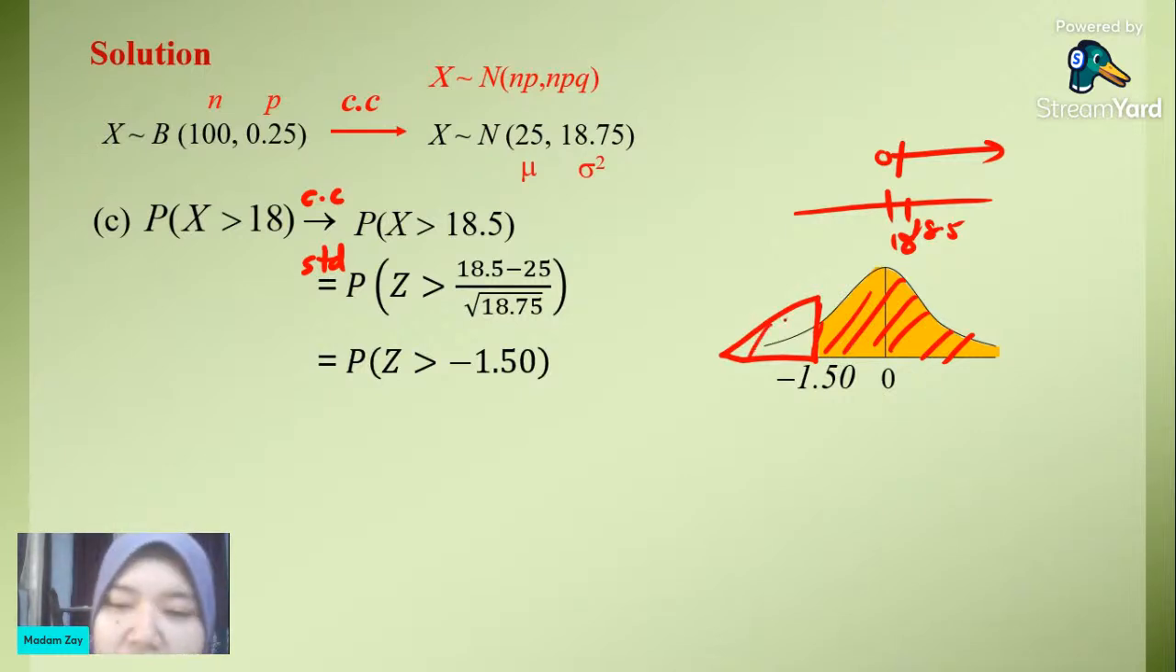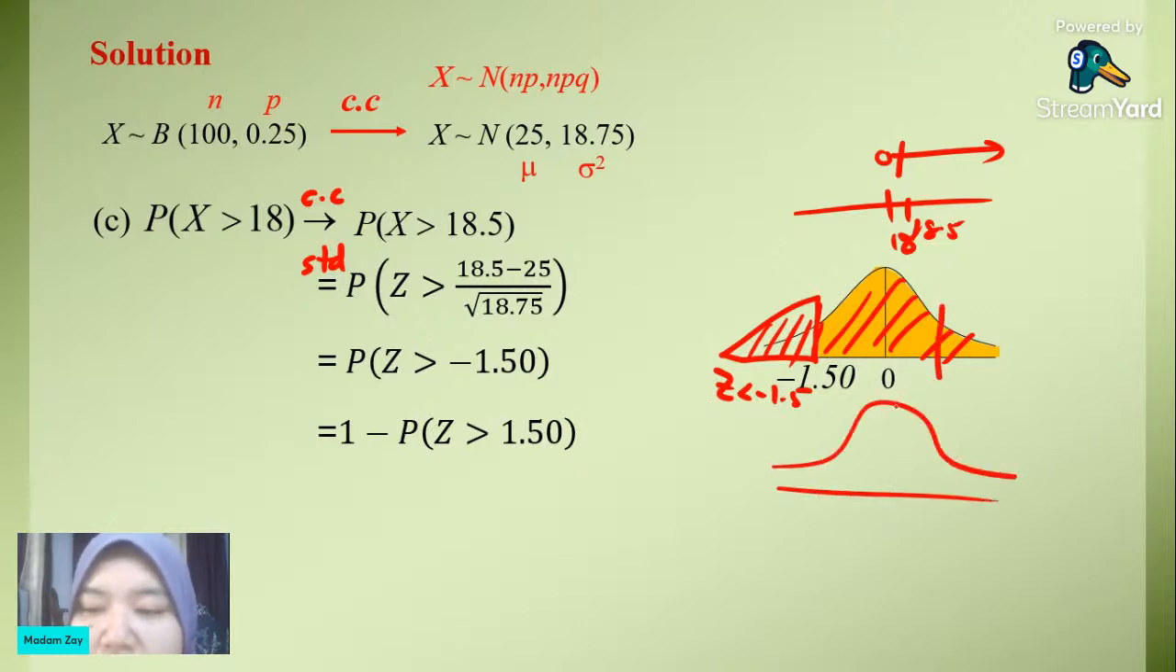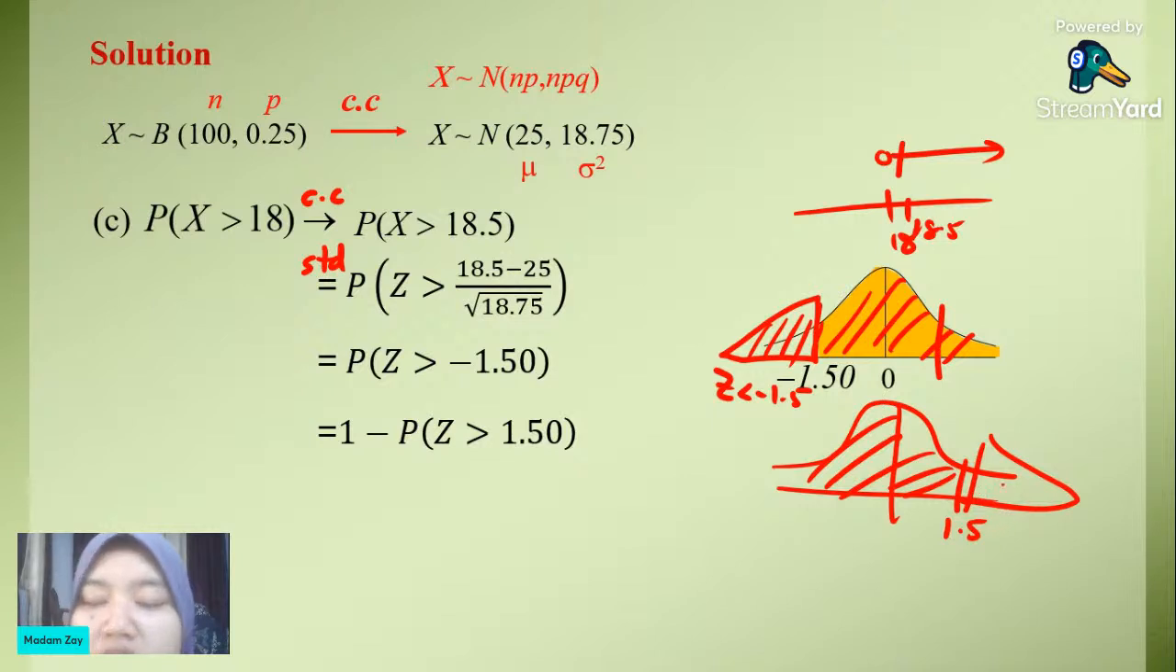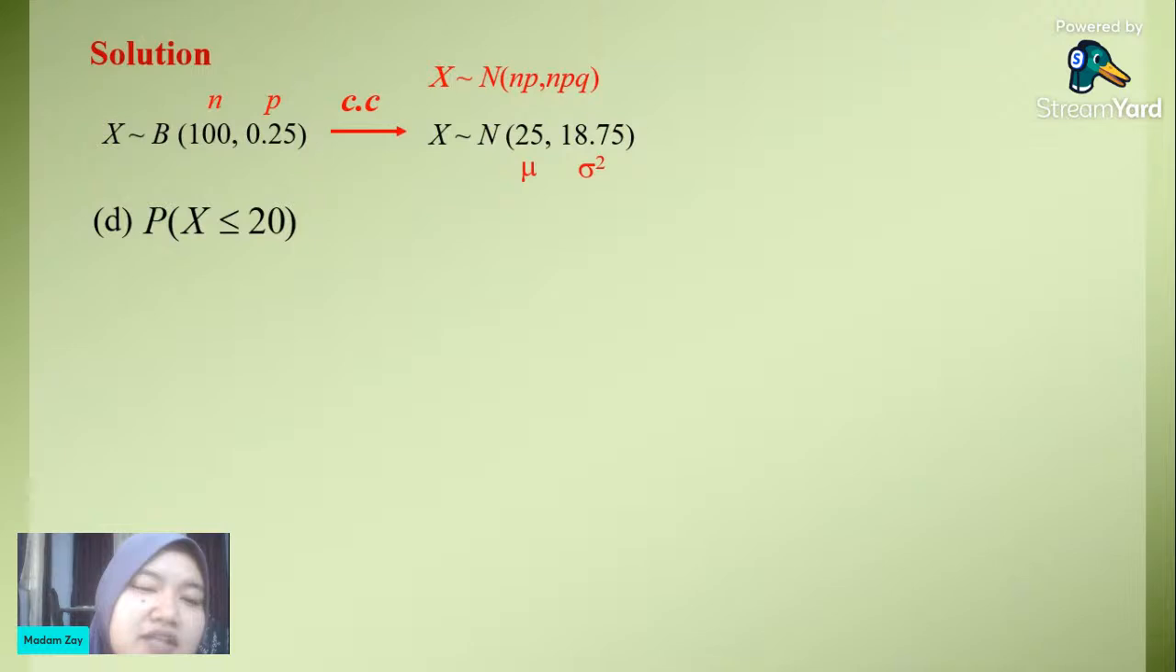So here is actually z less than 1.5. So 1 minus z less than 1.5. This is z less than negative 1.5, which is equivalent to, if we take the triangle, the one we want is less than 1.5, or we take out the z more than 1.5. So that's why 1 minus probability of z more than 1.5 from the table, 1 minus 0.0668, which is equal to 0.9332.